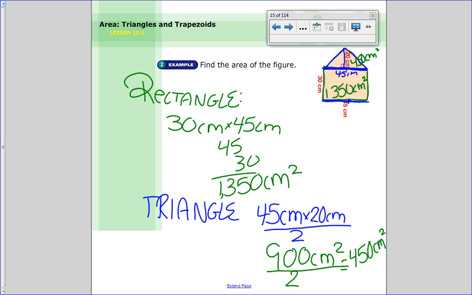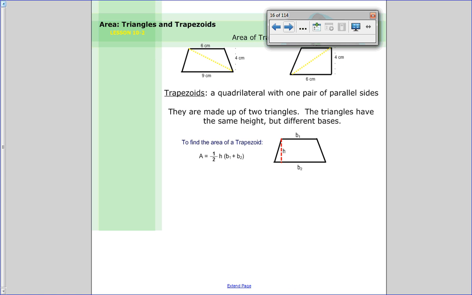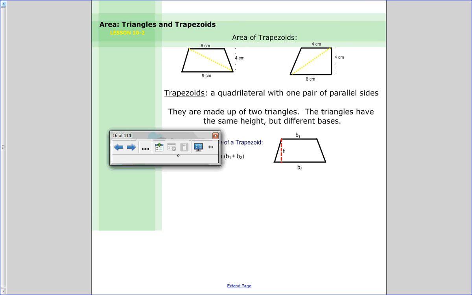Now I simply add it together because that's what's going to give it to me. So 1,350 centimeters squared plus 450 centimeters squared, and I get 1,800 centimeters squared. That's the area of the entire base. All right. So now we have to talk about area of trapezoids.